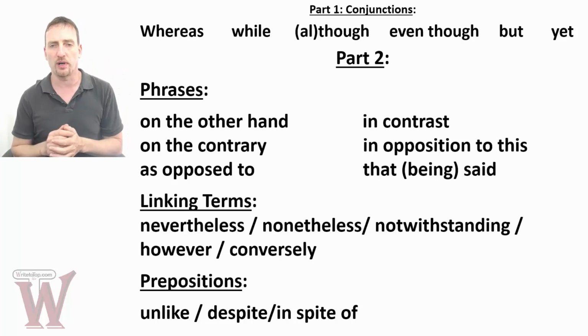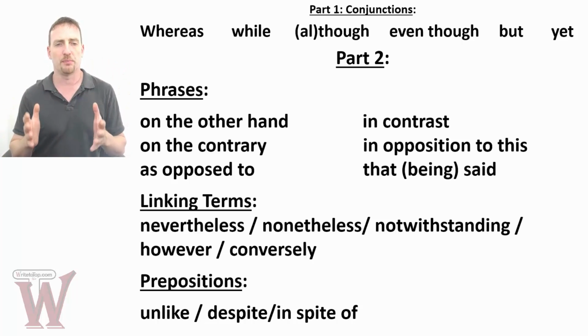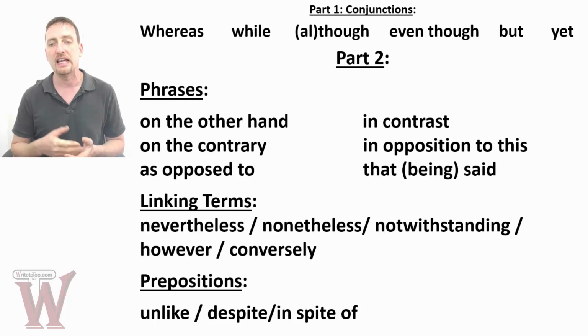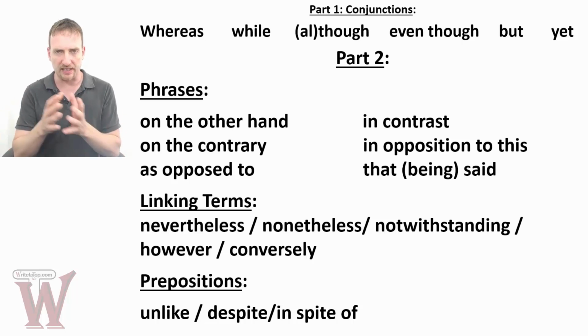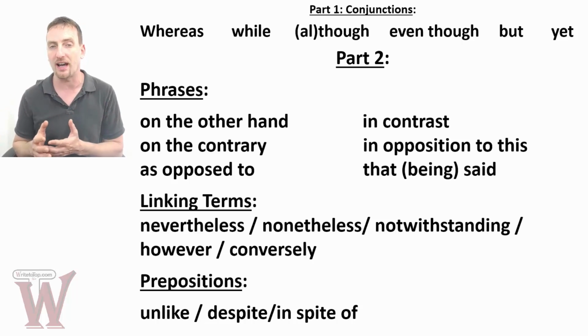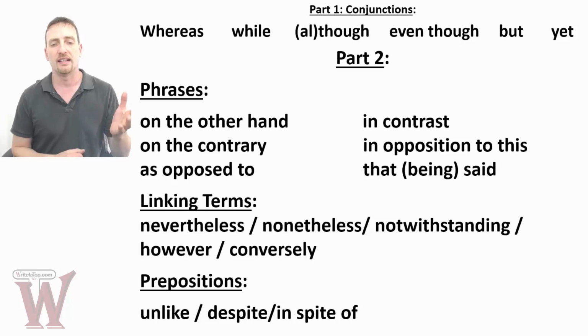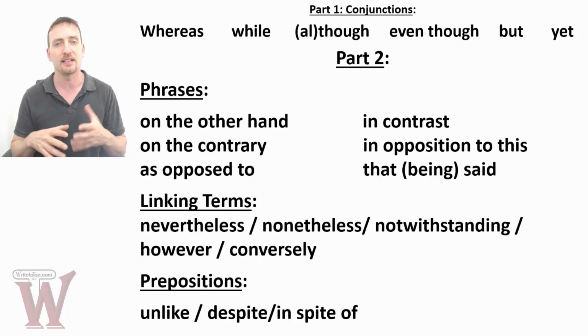So again, there's part 1, what we looked at in the other video. In part 2, we're looking at phrases. On the other hand, on the contrary, as opposed to, in contrast, in opposition to this. That being said, linking terms. So linking terms basically make a bridge between sentences or between ideas or clauses. Nevertheless, nonetheless, notwithstanding, however, conversely. And we have prepositions, unlike, despite, in spite of. And I'm going to show you a few other terms that I didn't include in this list, but I'll explain to you why I didn't include it.